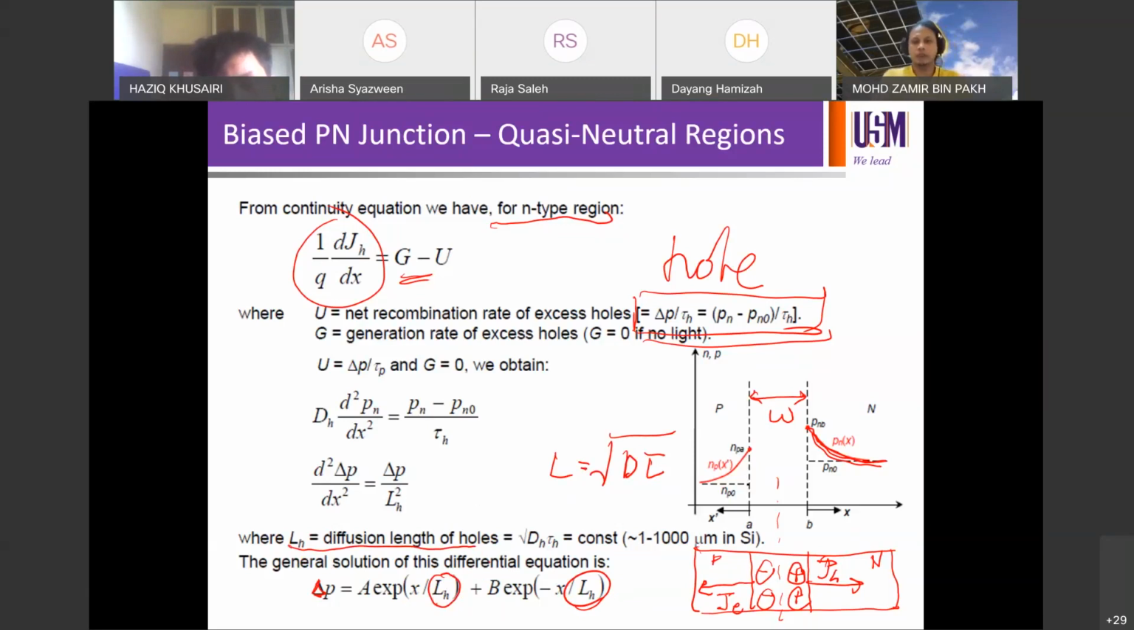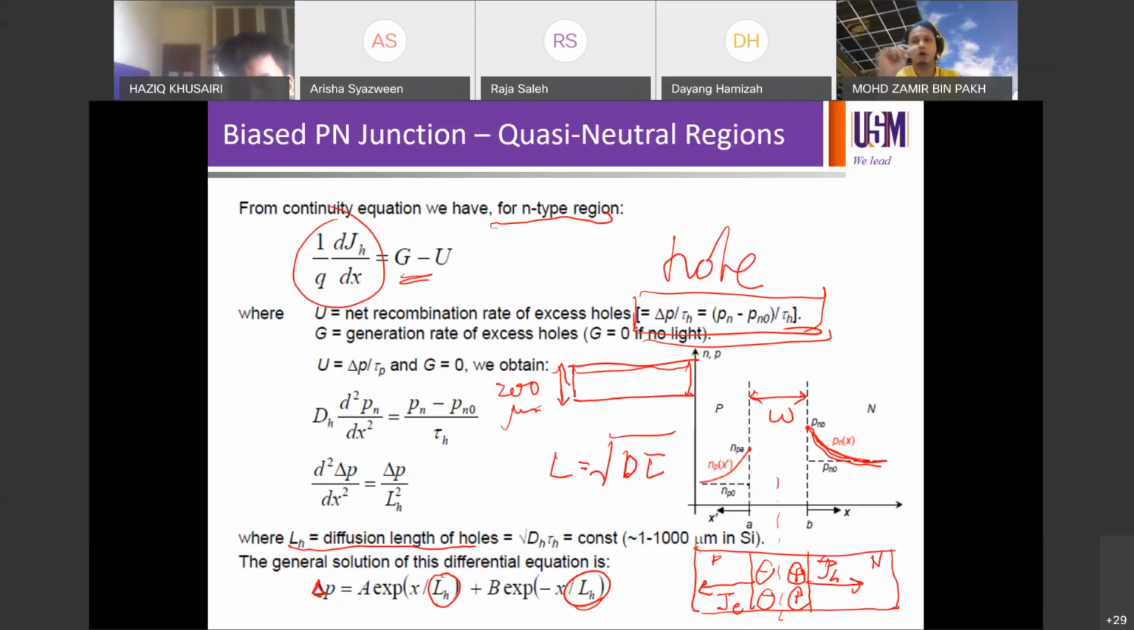So typically in a device, we're going to relate to the device eventually. If you talk about a silicon PN junction device like a solar cell, for example, if your wafer thickness is say around 200 micron, and this is your PN junction.